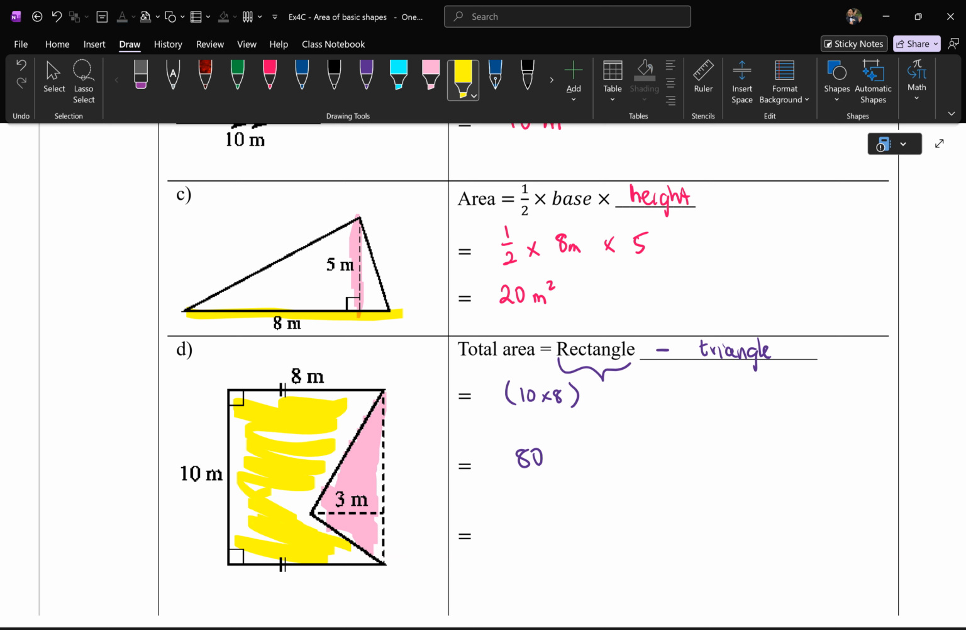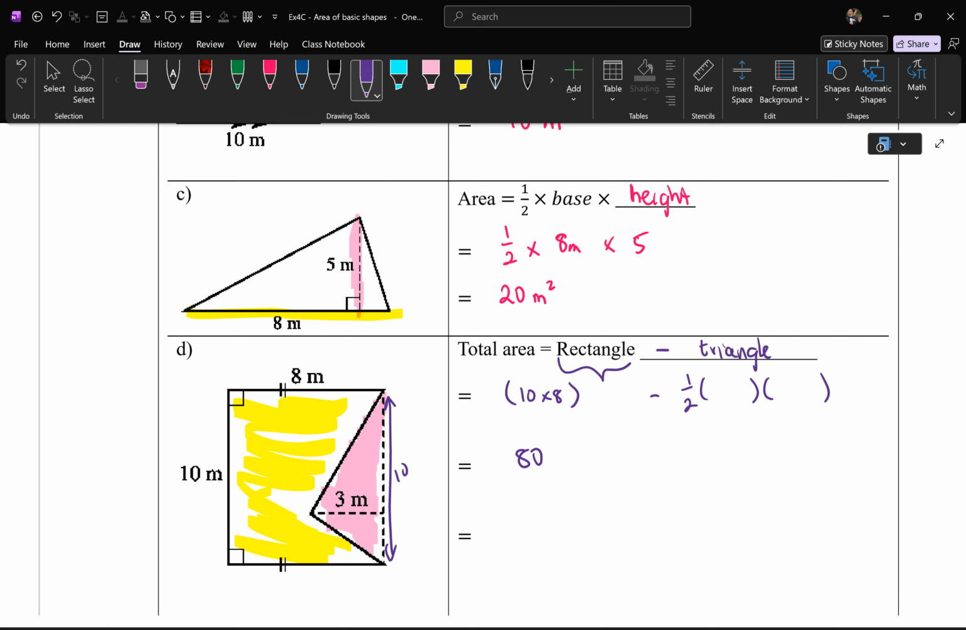This is what I want. Area of a triangle, you already know the formula is half times base times height. My base and height, what is my base in this case? Let's go with Charlie. What's the base? 10, very good.